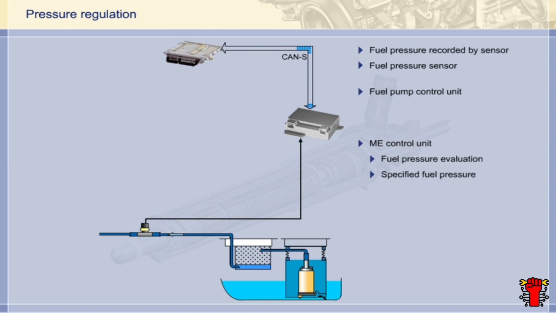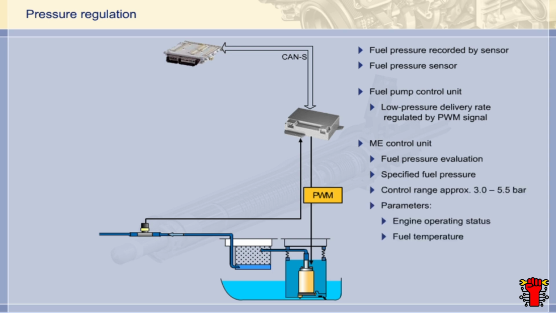The ME control unit checks the current fuel pressure against a map and forwards the recalculated pressure specifications to the fuel pump control unit. The fuel pump control unit regulates the rotational speed and thereby the pump delivery rate via a PWM signal until the required fuel pressure is achieved. Low fuel pressure is regulated between approximately 3.0 and 5.5 bar, depending on engine operating status and fuel temperature.